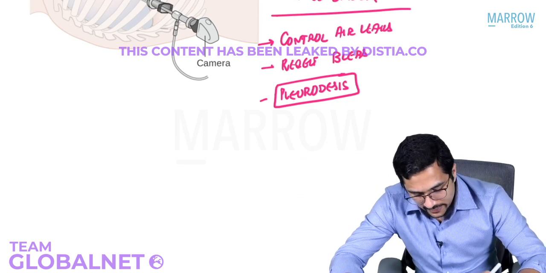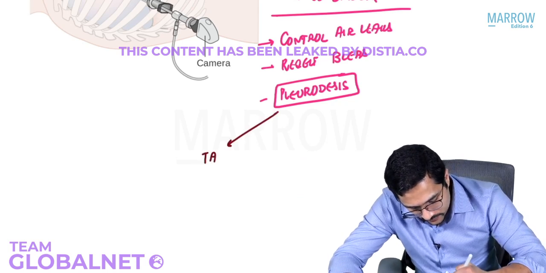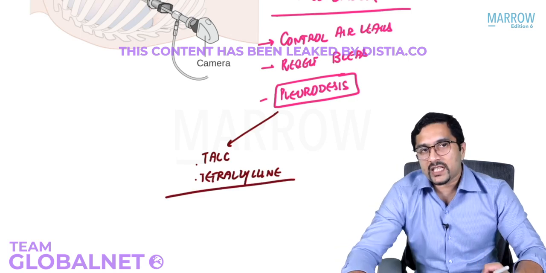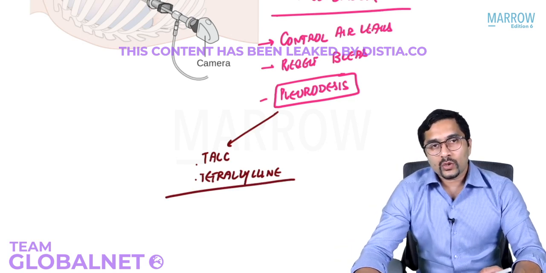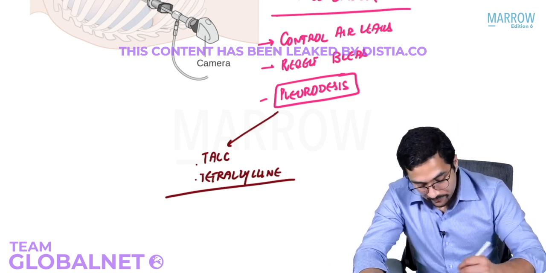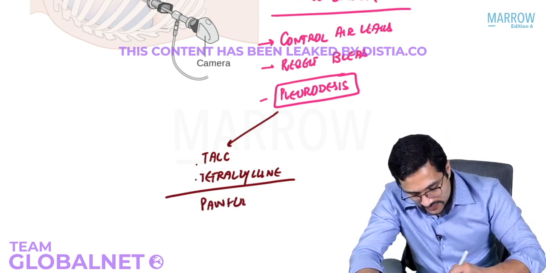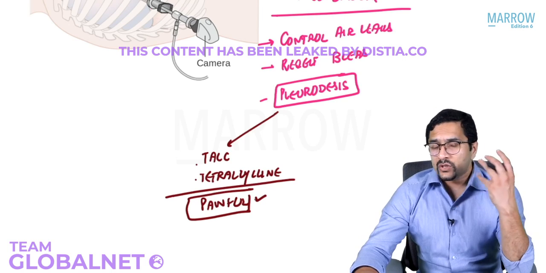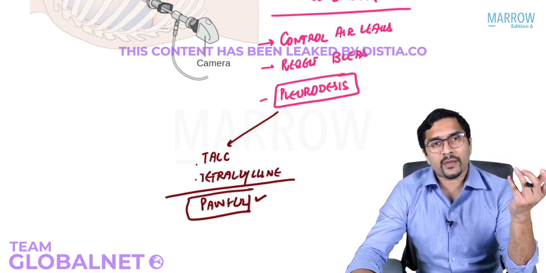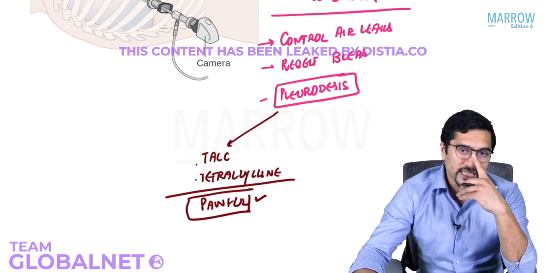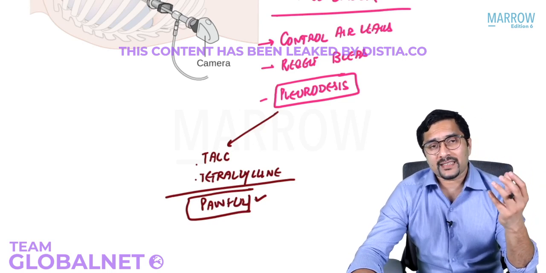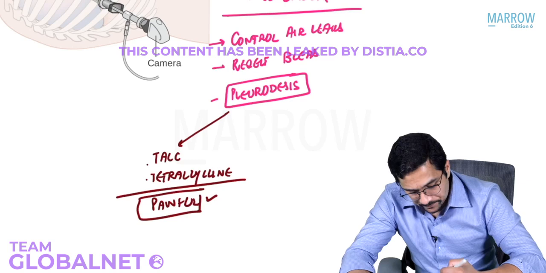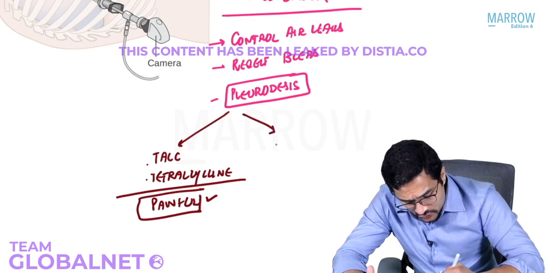Pleurodesis can be done using talc or tetracycline. Talc or tetracycline is going to induce inflammation inside the pleura, and it leads to the two layers sticking together, pleurodesis occurring. It is extremely painful. We use this in our cancer patients who develop malignant pleural effusion. Ultimately we have to do pleurodesis, otherwise they'll keep on developing it again and again. So there, through a chest tube, we put in talc or tetracycline, but it is extremely painful, which is why we have to give adequate analgesics in these patients. We can strip the pleura.